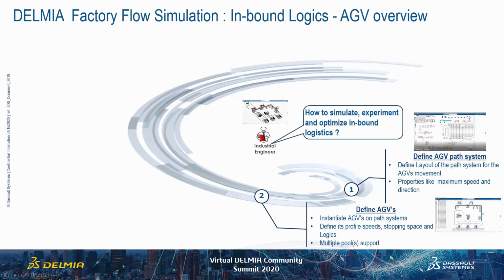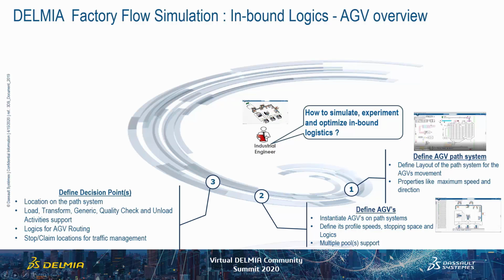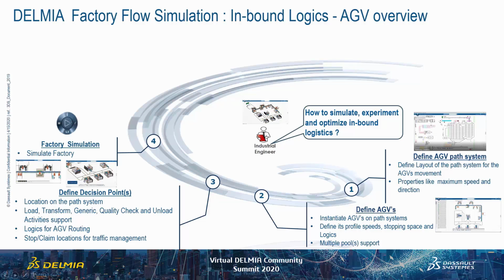Then you can define decision points for your AGVs by detailing the different activities like load, transform, generate, quality check, and so on, and related logics as well for the AGV routings. And once you have defined all these paths, logics, activities, pools, and so on, you can then simulate this in the context of your factory in 3D.